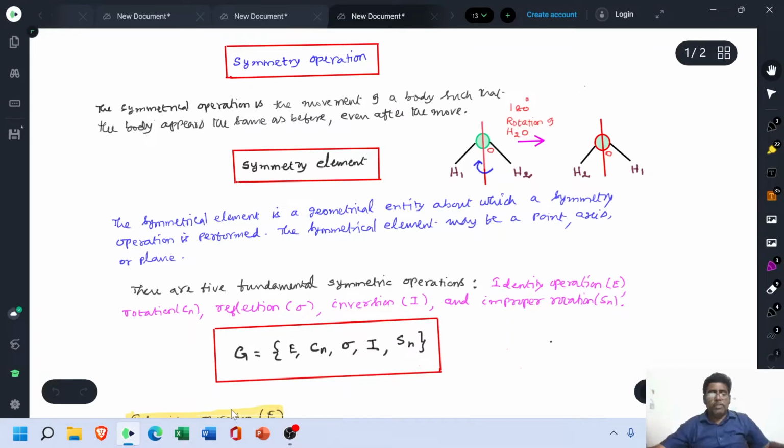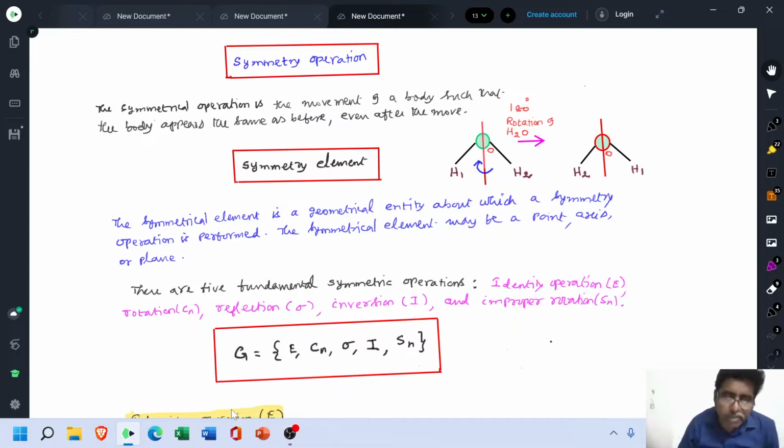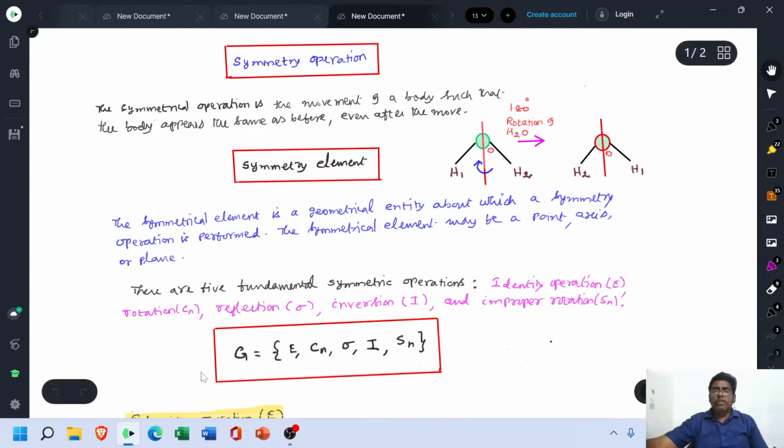We have to discuss symmetry elements and symmetry operations in the present discussion. The definition of symmetry operation is given below. The symmetry operation is a movement of a body such that the body appears the same as before even after the move. For example, 180-degree rotation of water molecule is taken for our consideration. Even after the 180-degree rotation, the same water molecule structure is arrived.